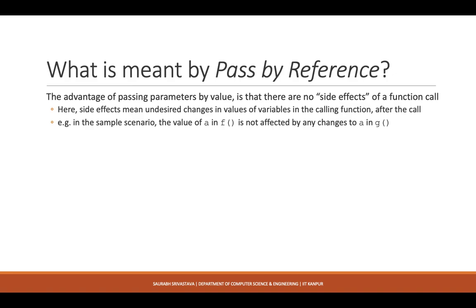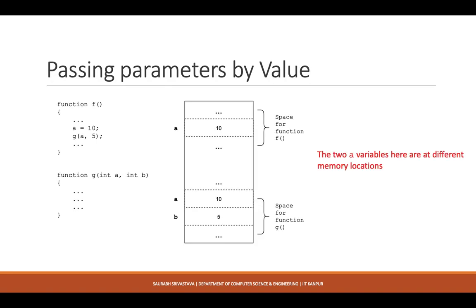Whenever I say side effect, I essentially mean that there are no changes in any variables in the calling function, so in this case f, irrespective of what happens with variables in g. For instance, in this case I actually have two variables called a here. It could have been anything else as well. Instead of a, it could have been i, j, k, anything, but basically there are two variables here, and I was passing this variable to this function g.